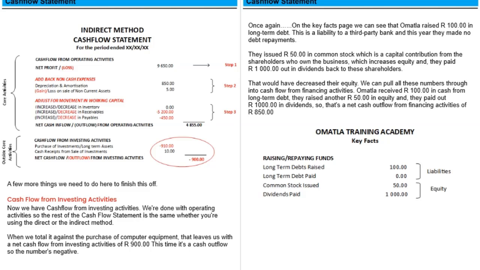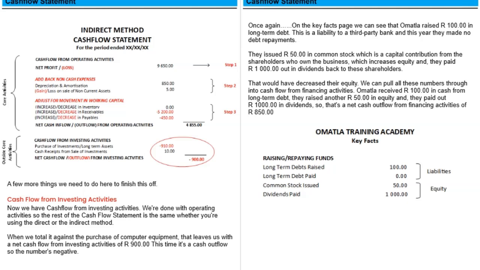Once again, on the key facts page we can see that Omatla raised 100 rands in long-term debt. This is a liability to a third-party bank, and this year they made no debt repayments. They issued 50 rands in common stock, which is a capital contribution from the shareholders, who own the business, which increases equity, and they paid 1,000 rands out in dividends back to these shareholders. That would have decreased their equity.